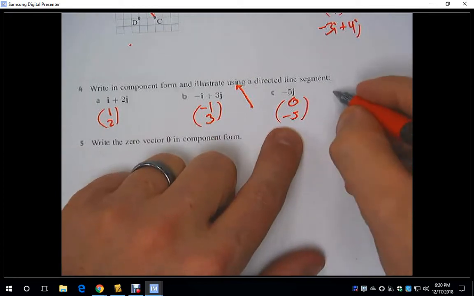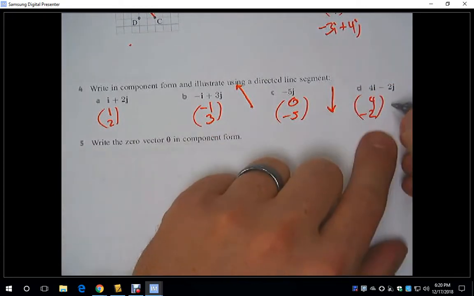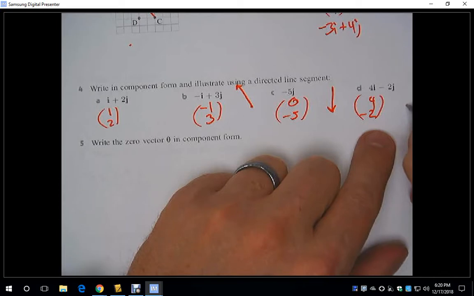This one would just be directly down. This one here would be 4 to the right, 1, 2, 3, 4, and 2 down, 1, 2. So it's going to look something like this.